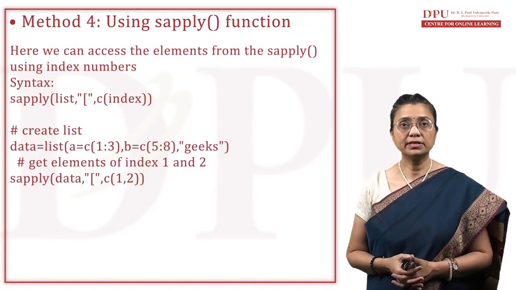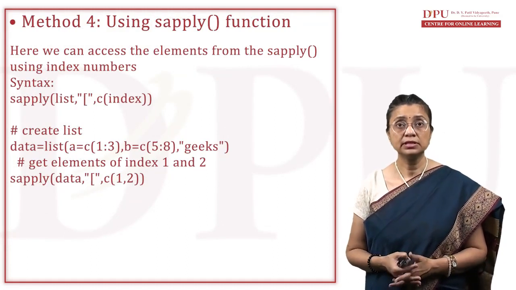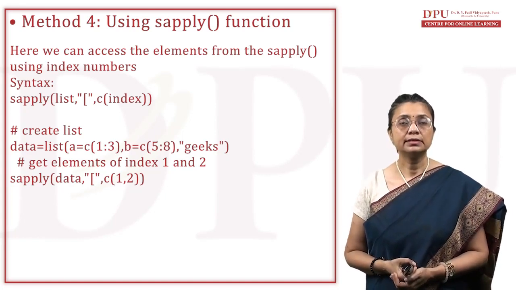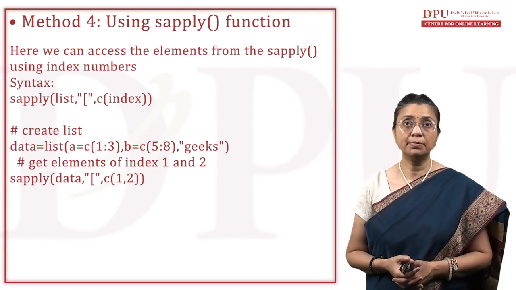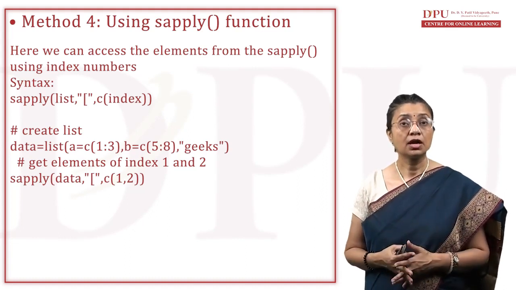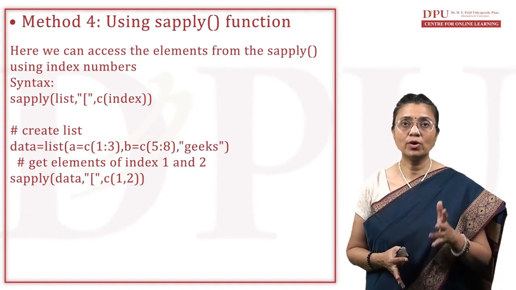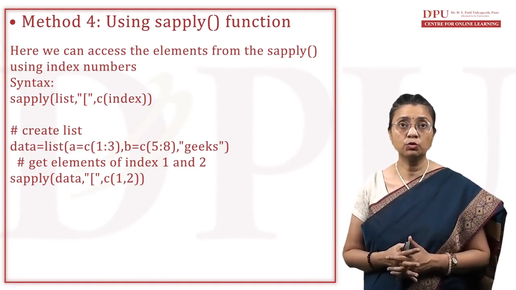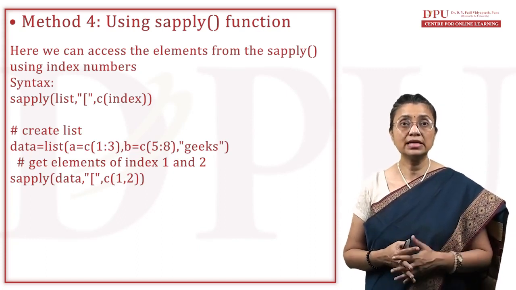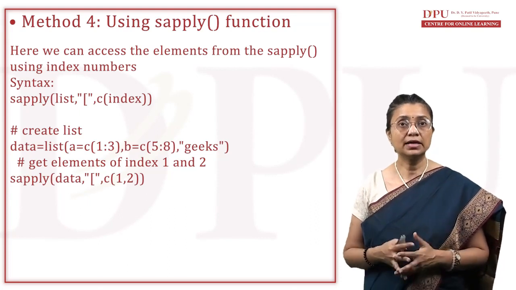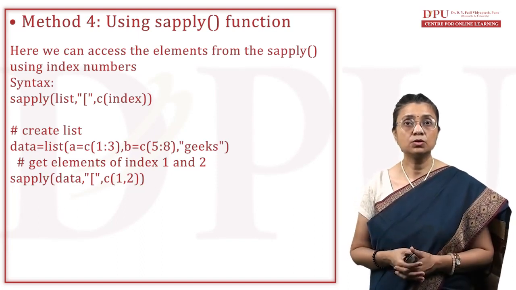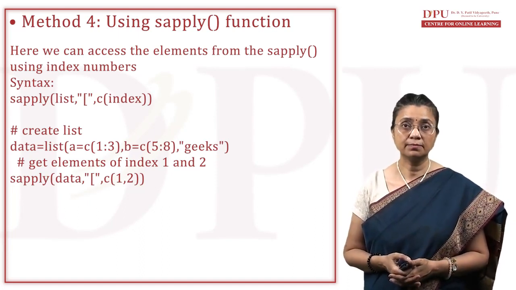Now let's understand method 4, which is basically using the sapply function. Let's have an introduction to the sapply function, what it is doing. You can see over here that we can access the elements from the sapply function using index numbers. We have sapply. Within brackets, there is list, comma, square brackets, which means this is my index. I'm looking for an index. And then I'm passing a c function and within brackets the index. So create list, data is equal to list, within brackets a equals c and 1:3, that is my data. Then b is equal to 5:8, that is my data, and geeks.